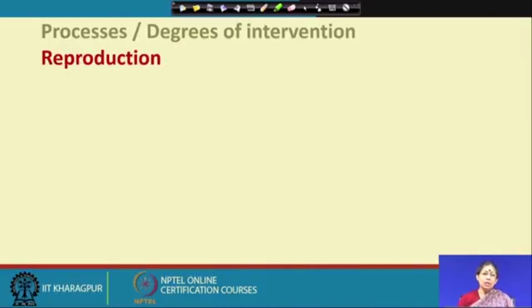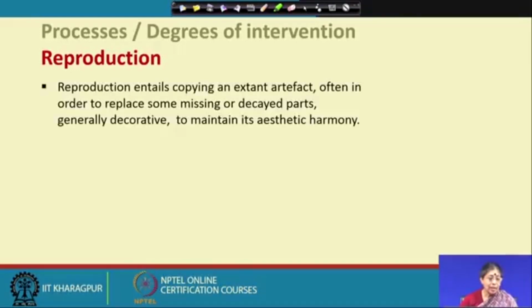The next one is reproduction. So, what does reproduction as an approach mean? Reproduction entails copying an extant artifact, often in order to replace some of the missing or decayed parts, generally decorative, to maintain the aesthetic harmony. This is how Sir Bernard defines reproduction.